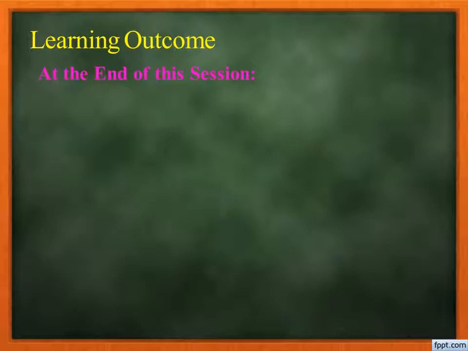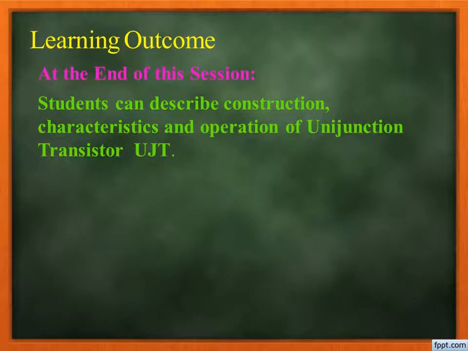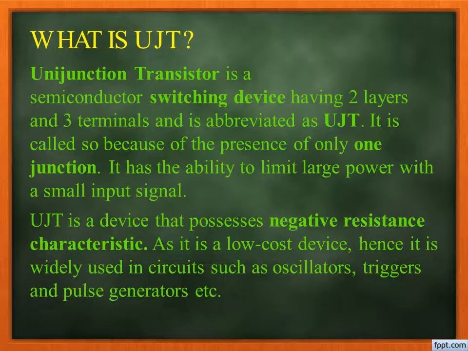The outline of today's session is UJT. At the end of this session you will be able to describe the construction, characteristics and operation of UJT, that is Unijunction Transistor. So let's get started. Now what is UJT?